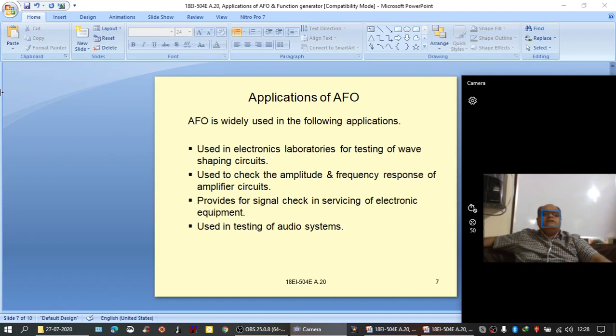And in all those cases, we will find the upper 3 dB frequency and lower 3 dB frequency. And within the limits of the upper 3 dB frequency and lower 3 dB frequency only, the amplifier produces faithful amplification. That is called the lower cutoff frequency and higher cutoff frequency.